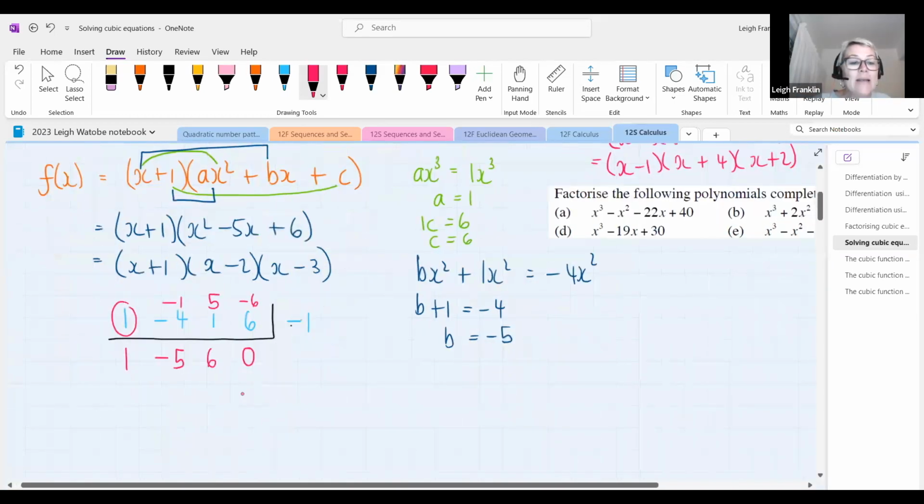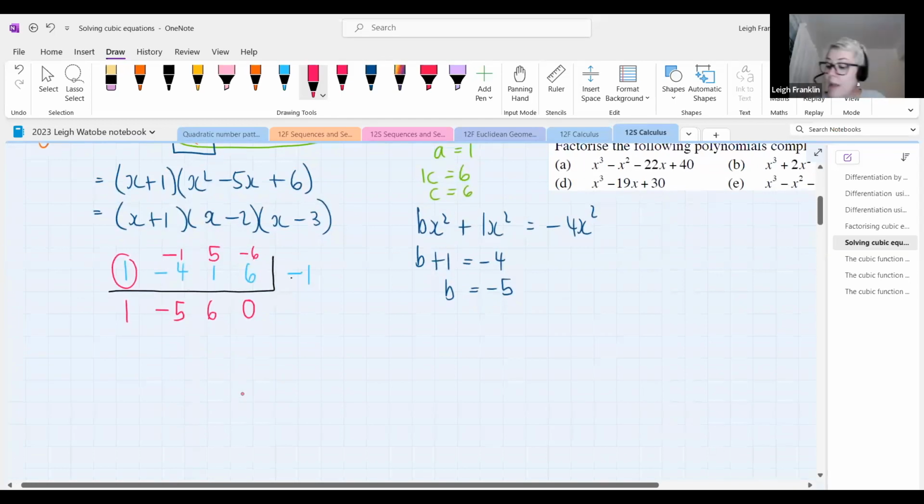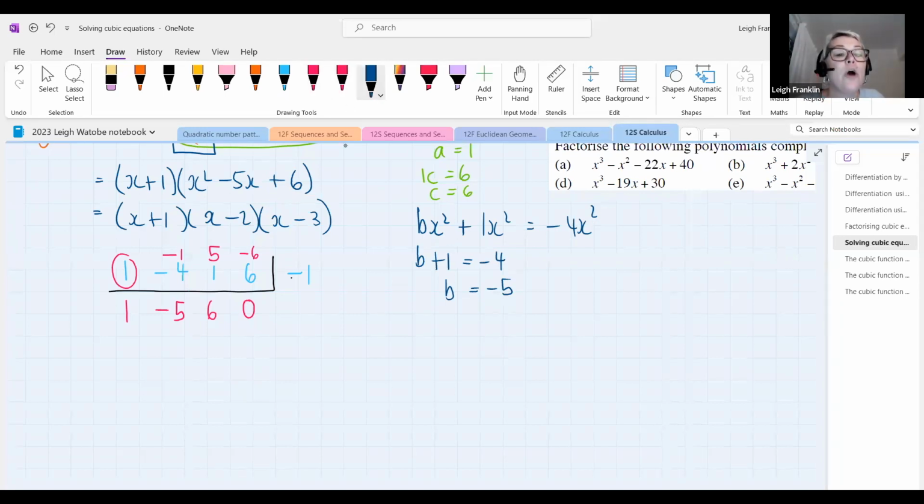Okay, and now what I'm going to do is use these numbers below the backwards L to write my linear factor and my coefficients of my quadratic. So that means f of x would be equal to x plus 1.